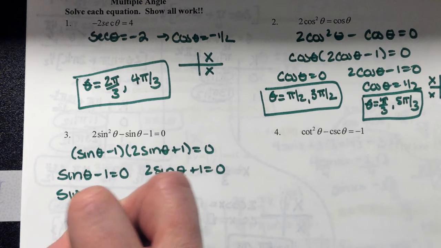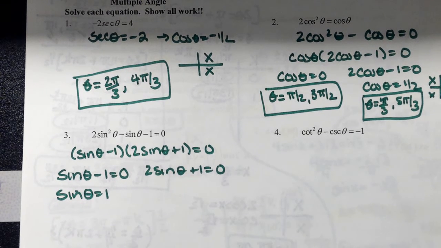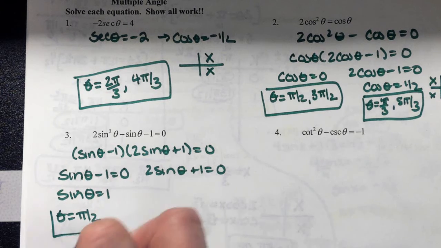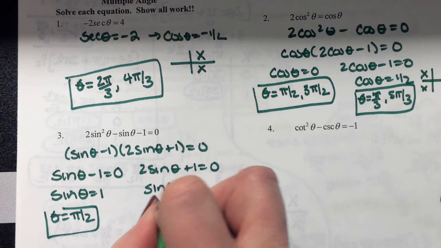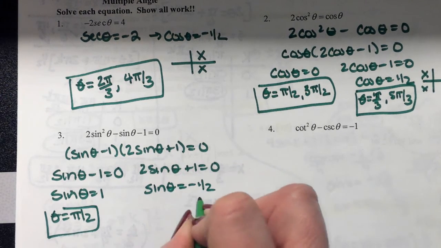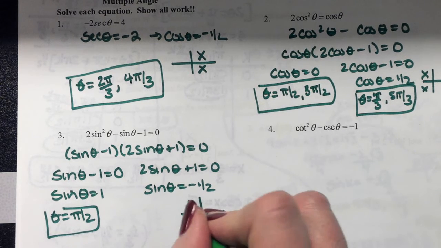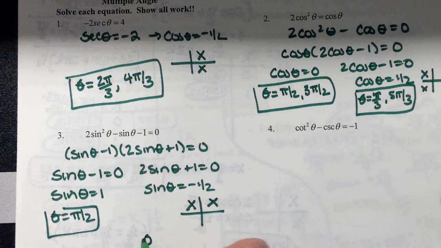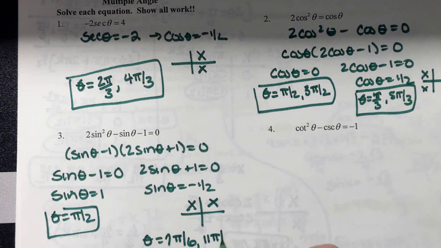So next I need to look, where is sine equal to 1? Pi over 2. So there's one solution. Next I want to know, where is sine theta equal to -1/2? Remember, sine is negative in what two quadrants? Sine is negative down there in quadrants 3 and 4. So then the angles are going to be at 7 pi over 6 and 11 pi over 6.